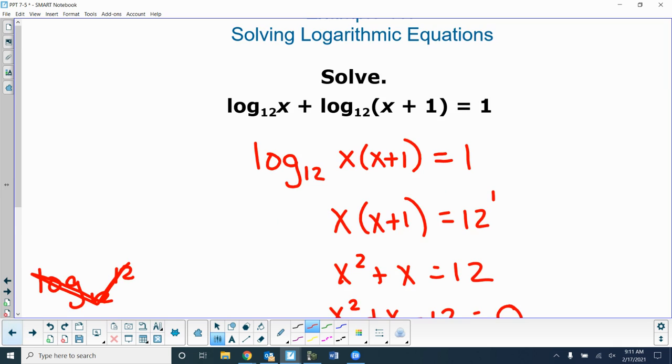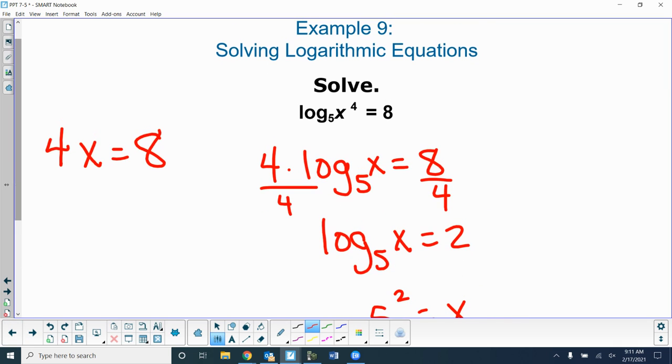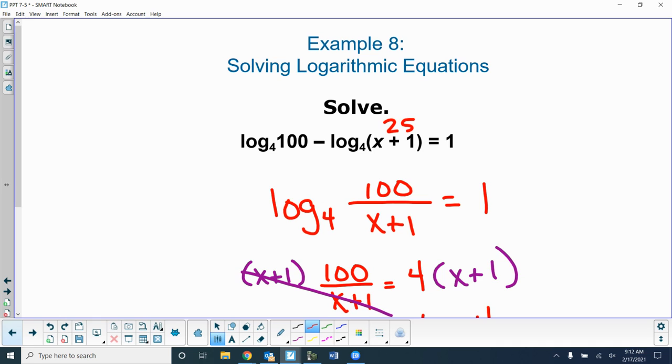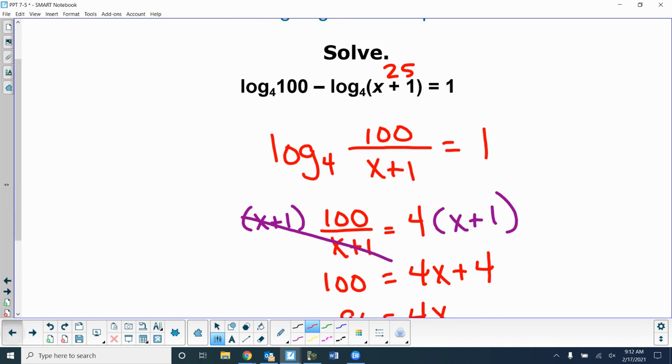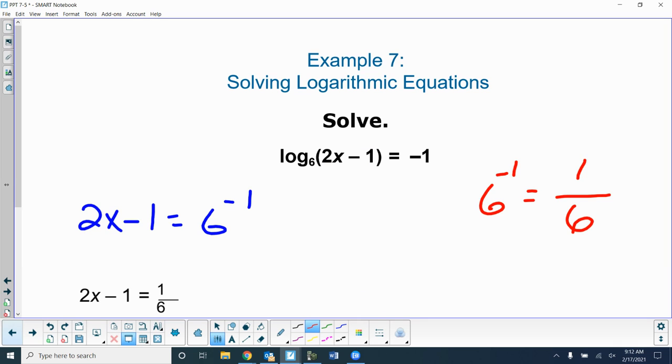We got this one. We moved the 4 out front, took it to the other side. We got 5 to the second equals x then, right? This one, we had to change it to a single log. We divided because it was subtraction. And then 4 to the first, right? The 4 equals that fraction, and then we solved that equation. Okay? This one was already a single log, so we just went right away to the exponential.